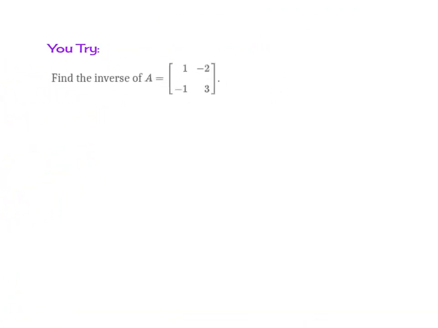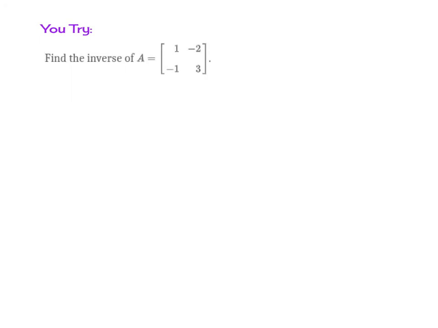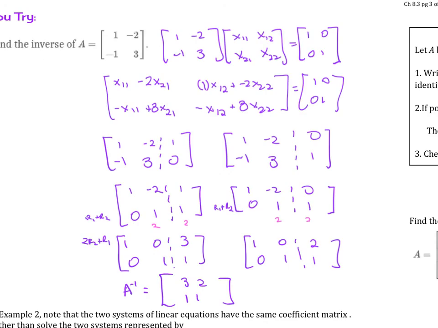Now find the inverse of A here. A equals 1, -2, -1, 3. So try this out. So if you try this out, you find the inverse to be 3, 2, 1, 1. And then, of course, you can always check to see if it is true by doing A times the inverse of A, and you should get the identity matrix. And also the same one, A inverse times A, still get the identity there.